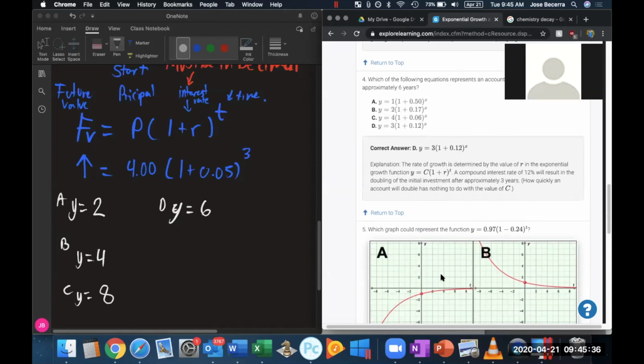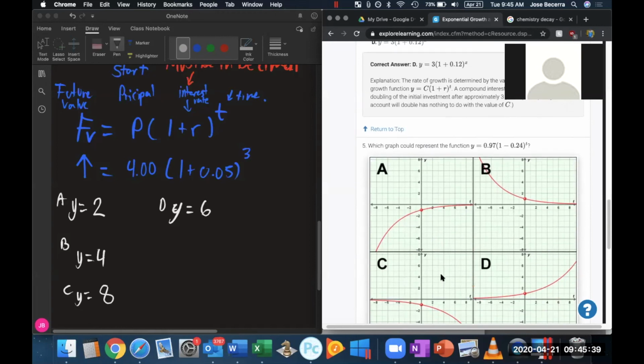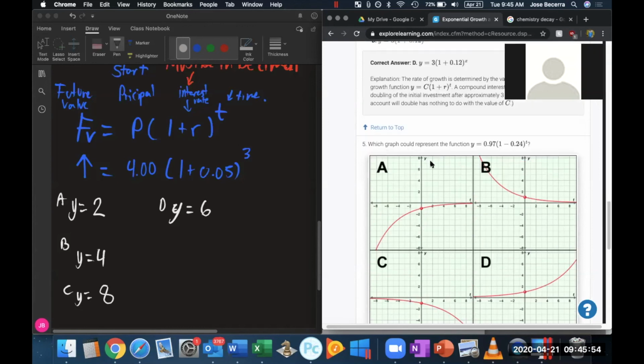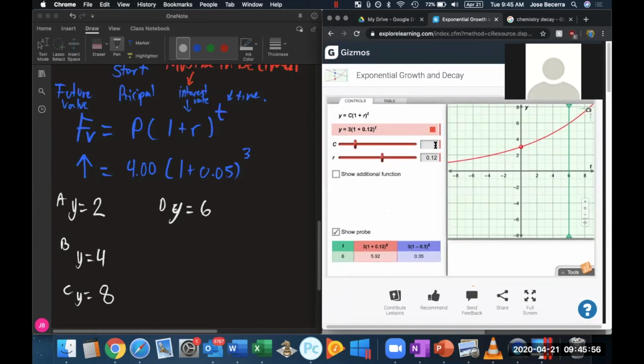Okay, and now number 5. Which graph could represent the function 0.97 times 1 minus 0.24 to the t power? Don't we write that down on the graph? Yeah, just write that down on the Gizmo and it'll give us the answer immediately. So 0.97, and then what was the other value, Daniel? Wait, sir, you forgot the decimal. You wrote down 97. Oh, that's my bad.